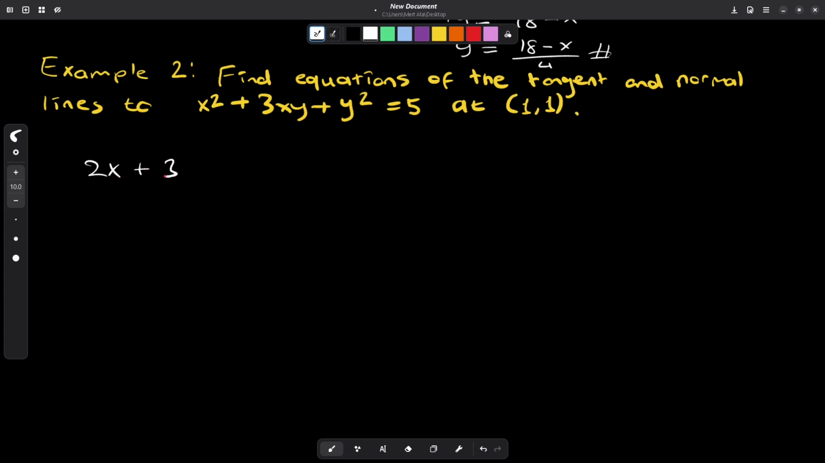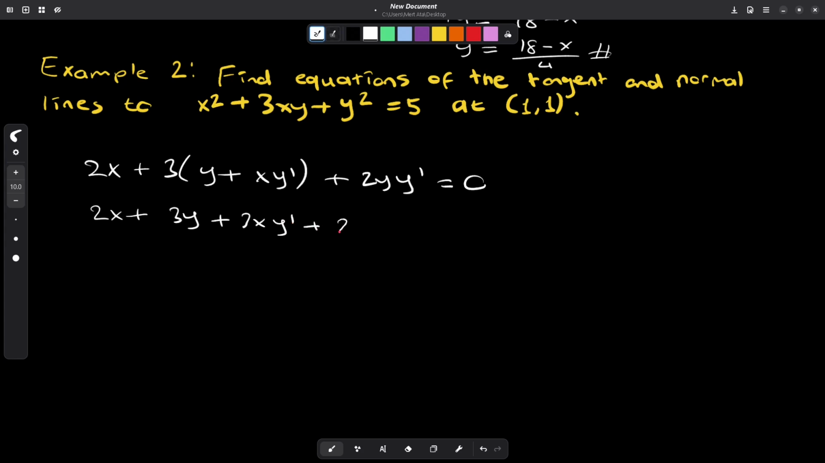2x plus 3, we have differentiating the multiplication, y plus x y derivative plus 2y, y derivative is equal to 0. Really good. 2x plus 3y plus 3x y derivative plus 2y, y derivative is 0. Y derivative, let's try to factor out y derivative.